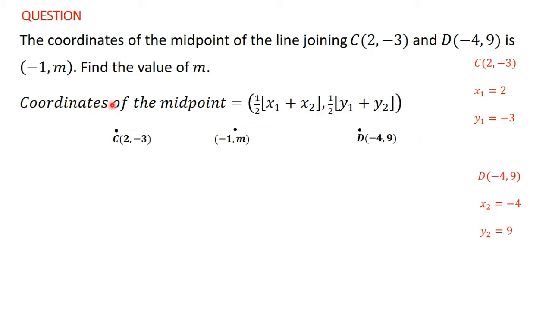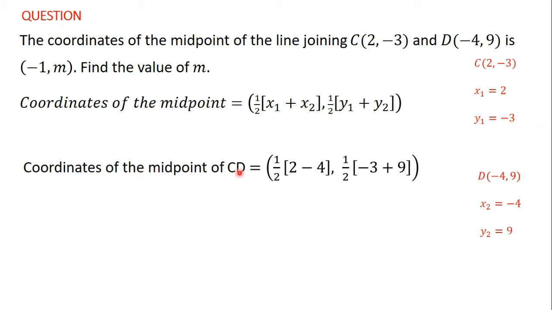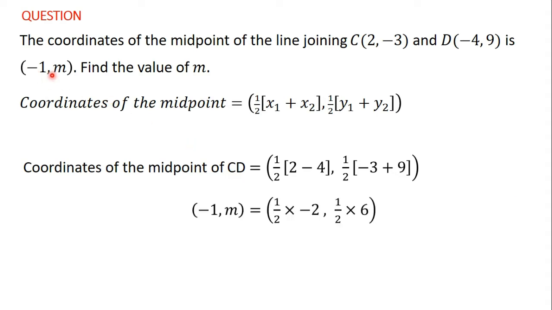Now remember that the coordinates of the midpoint is (-1, m). So the coordinates of the midpoint of the line CD is equal to half into bracket x1 plus x2. x1 is 2 and x2 is -4. So we are going to have 2 plus -4, which is the same as 2 minus 4. We learned this in algebra. So the x coordinate is half into bracket 2 minus 4. The y coordinate is half into bracket y1 plus y2. y1 is -3 and y2 is 9. So we are going to have half into bracket -3 plus 9. So the coordinates of the midpoint of the line CD, which is the same as (-1, m).